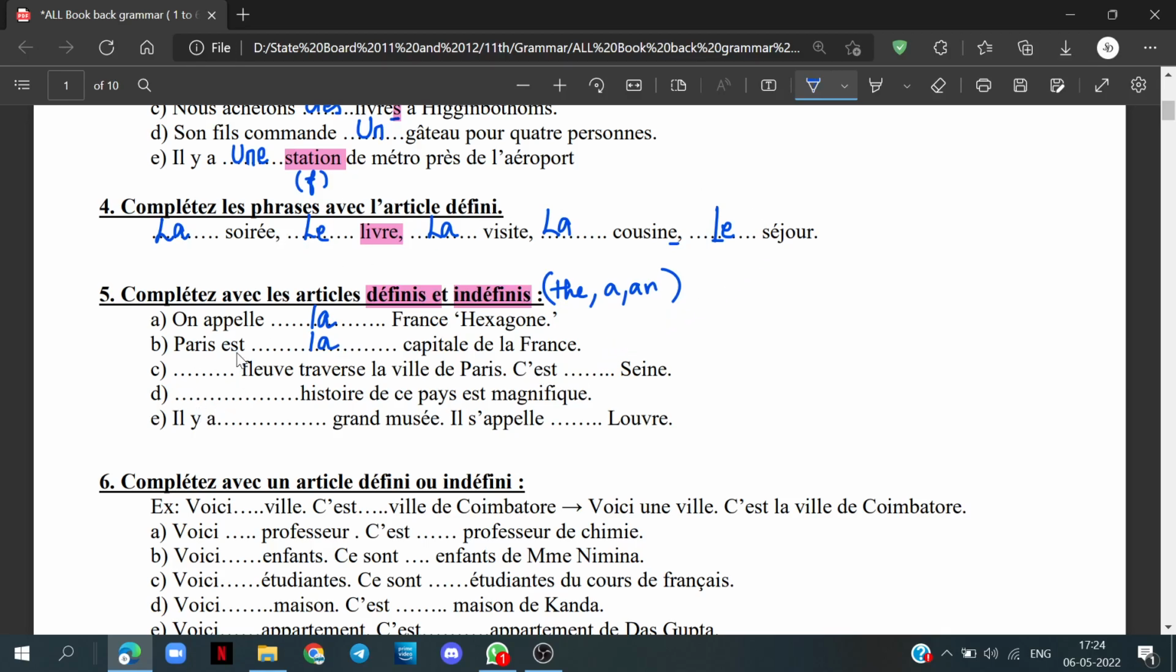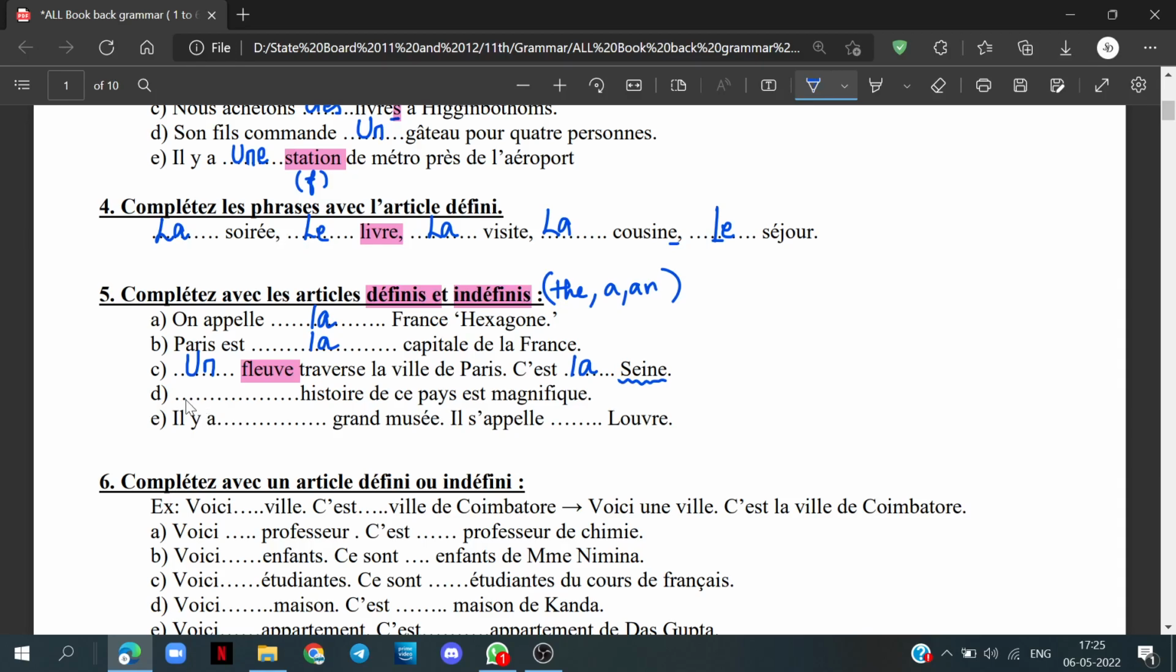The next sentence: a river crosses the city of Paris. It is the Seine. When you talk about the name of a person or a proper name, it is considered to take the definite article. So, a river, un fleuve. Why do I write "un" for a word ending with E? Because it's an exception. Un fleuve traverse la ville de Paris, c'est la Seine. This is not an exception, but you just remember it is a proper noun, c'est la Seine.